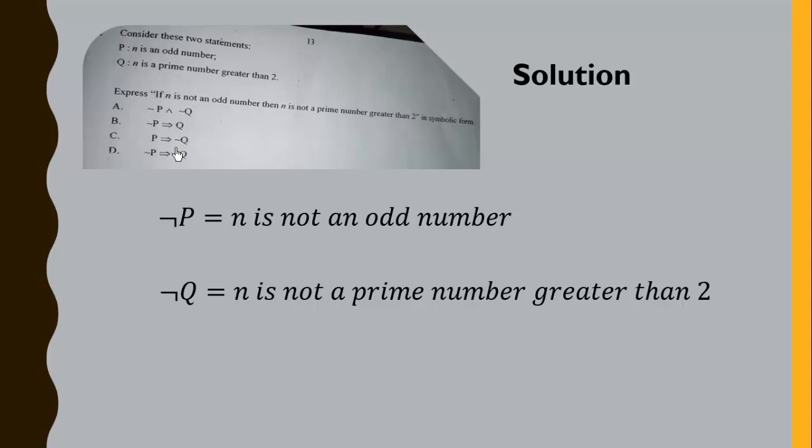So we have an if-then conditional statement, or an implication statement, over here. N is an odd number, the negation is n is not an odd number. Then n is a prime number greater than 2, the negation is also that. Now if P then Q is written like this, P implies Q. So if the negation of P then the negation of Q is written like this.